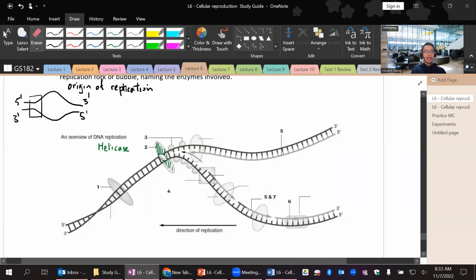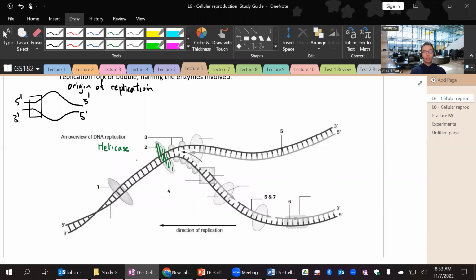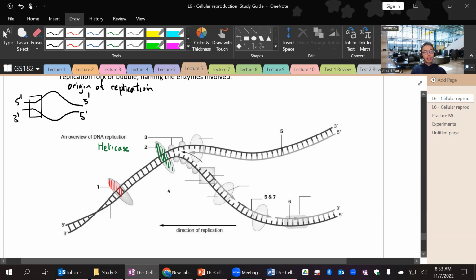But as helicase is unzipping the DNA, it creates tension within the double strand, and we must relieve that tension to prevent it from breaking. And that's why we're going to need another enzyme here, which is the gyrase. Okay, the numbers are not really referring to the enzymes themselves. The numbers supposedly correspond to the steps of what's happening. So don't worry too much about them. But basically, you have to relieve the tension as the helicase is unzipping the DNA.